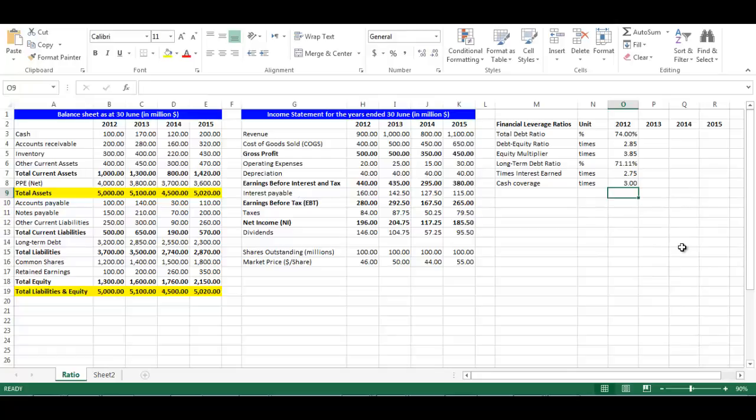We now have financial leverage ratios for year 2012. In order to get the ratios for each year, we will highlight all financial leverage ratios from cell O3 to O7. Then from the small box on the bottom right, we will drag them to the right in order to fill automatically in year 2013, 2014, and 2015.